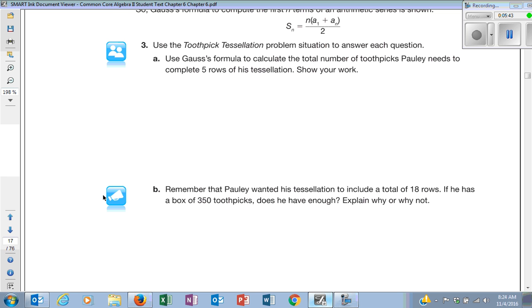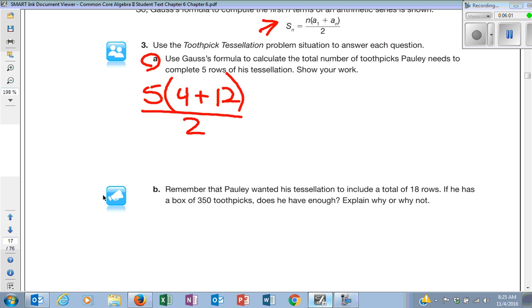With me? So it's n. Right here, if I use this formula, n. What is n in this question for A? 5 times A1. What was the first term? 4 plus, what was the 12? Divided by 2. This is 16. I don't know 16 times 5 off the top of my head, to be honest with you. I could figure it out, but it would take a lot more brain power than I want to use.